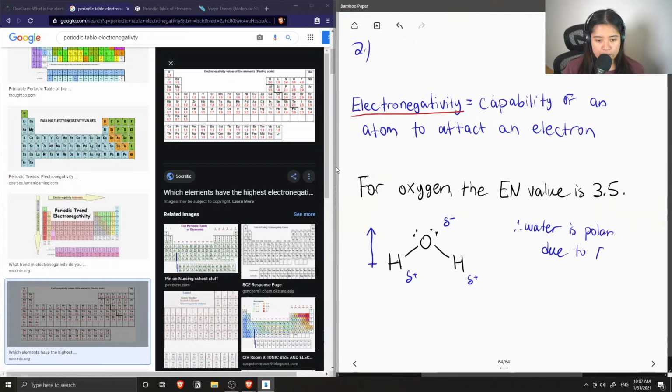Due to the electronegativity of oxygen, and the hydrogens aren't electronegative enough to balance out oxygen. And the fact that there are two lone pairs makes the water molecule bent. So that's why it's not symmetrical and why water is polar.